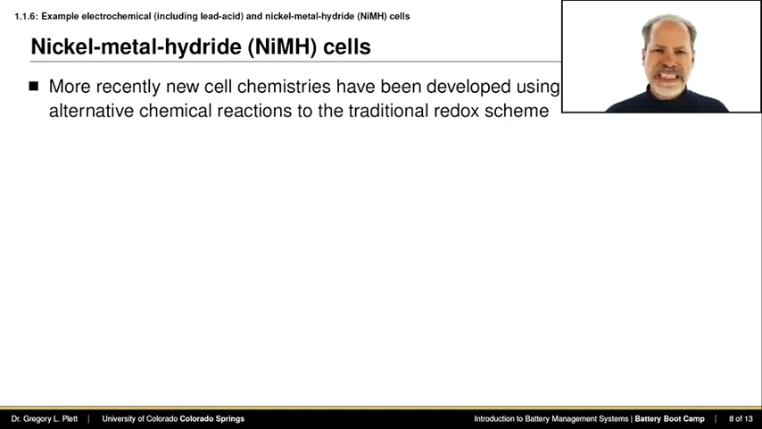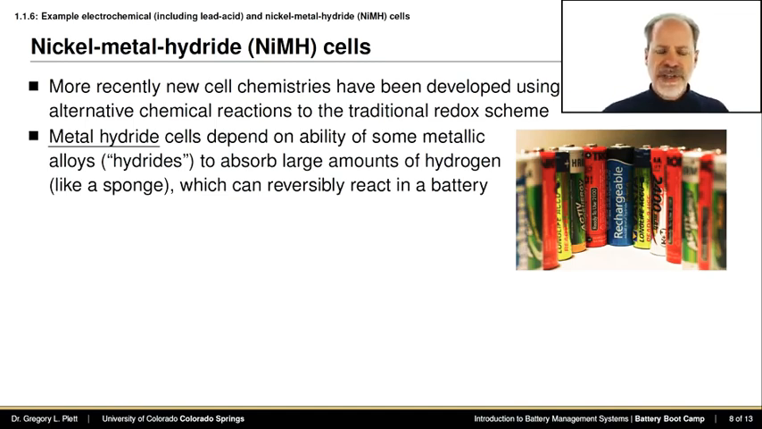Our third and final example for this lesson is nickel metal hydride battery cells, and these are really interesting. The principle of operation for a nickel metal hydride cell is quite different from what we've seen already this week. Metal hydride cells depend on the ability of some metallic alloys known as hydrides to absorb large amounts of hydrogen like a sponge absorbs water. So it absorbs this hydrogen in pores in the metallic material.